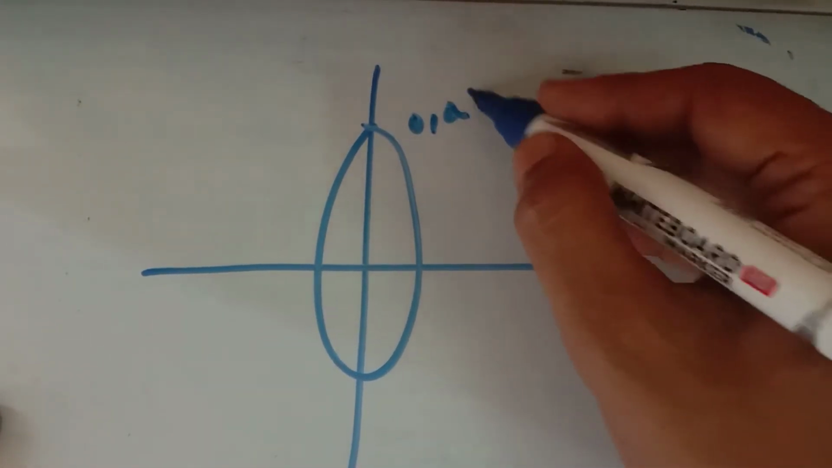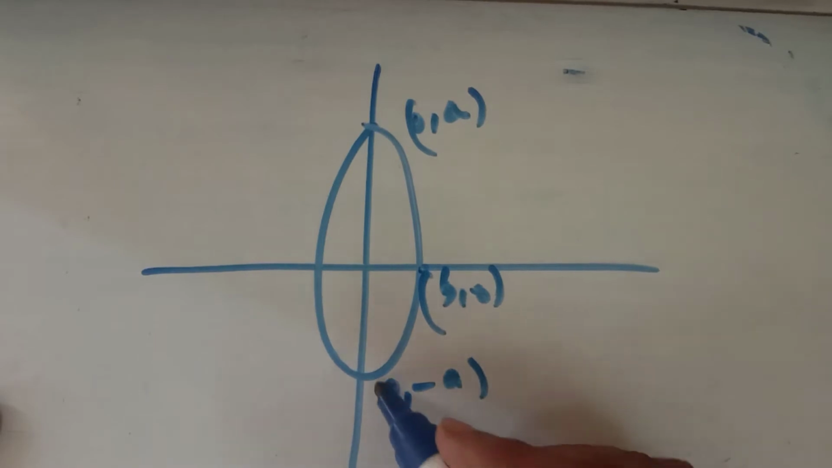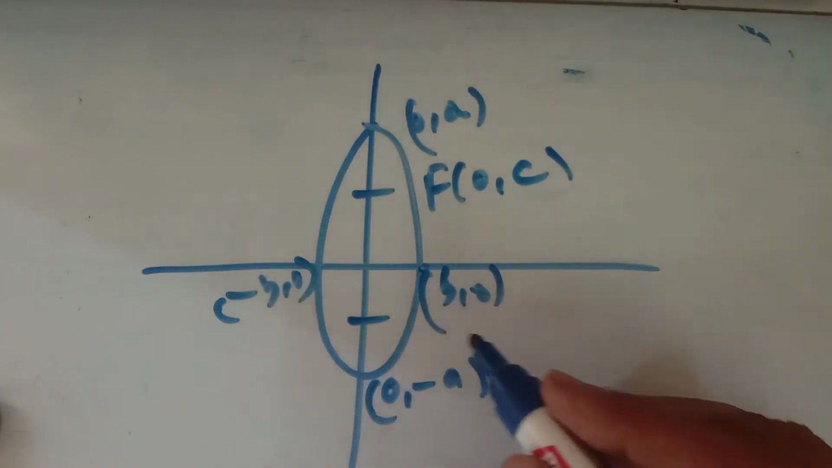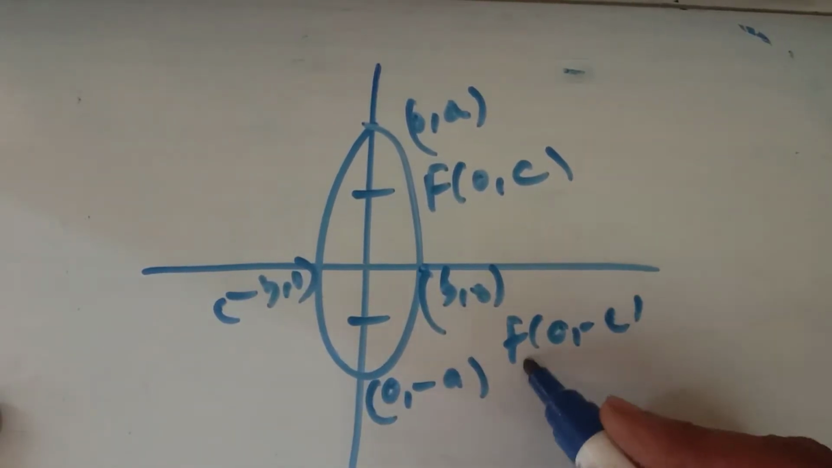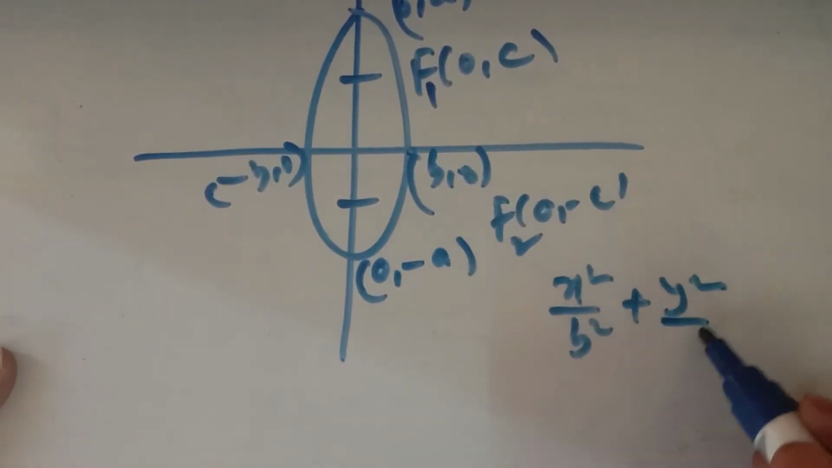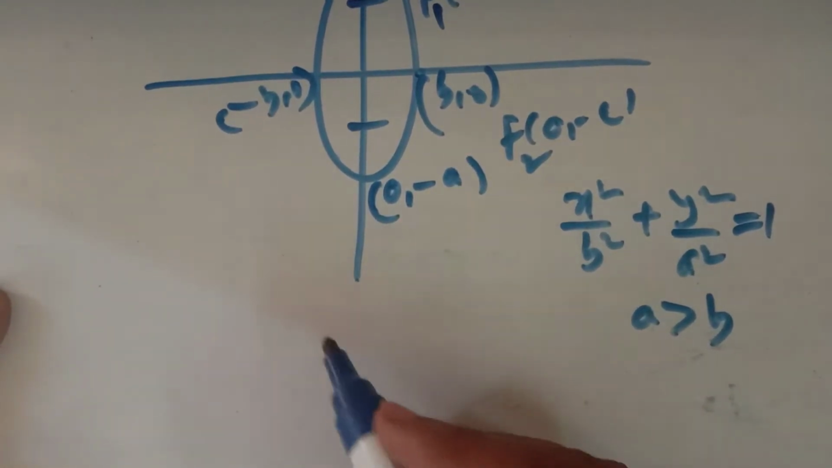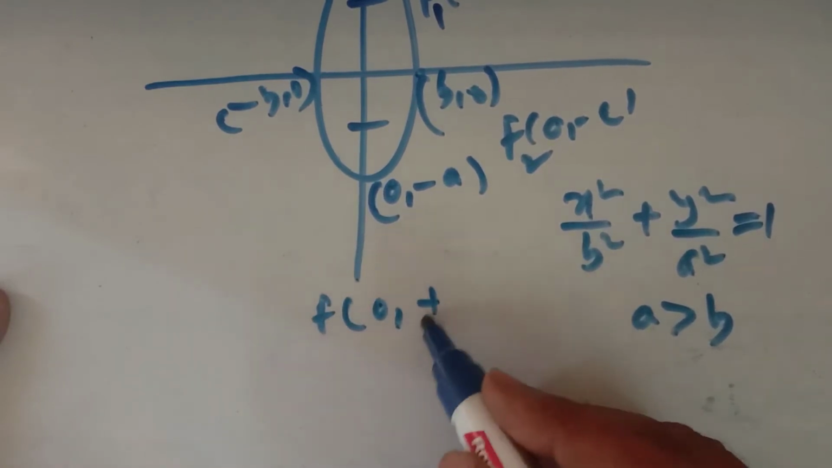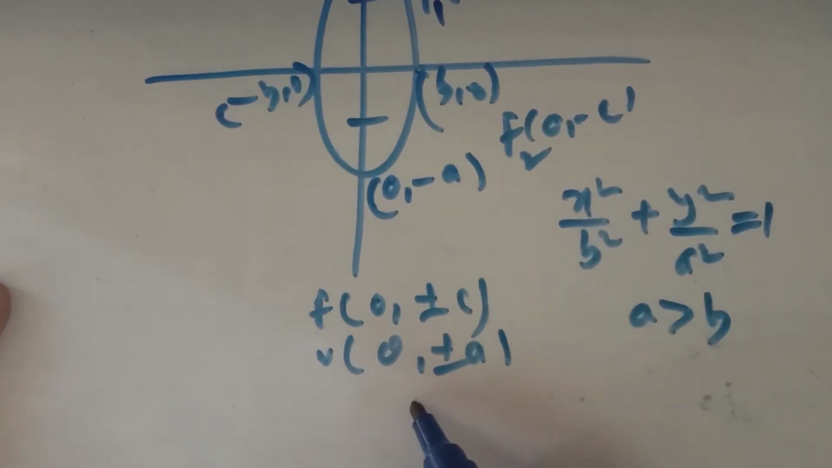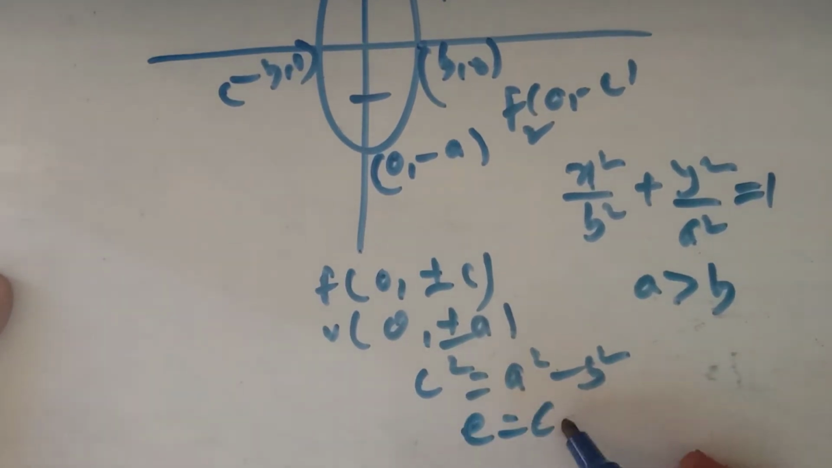This is the vertex (0, a), this is (b, 0), (0, -a), and this is (-b, 0). The foci are (0, c) and (0, -c). This is F2, F1, and its formula is x square upon b square plus y square upon a square is equal to 1. That is, if the greater value is below the y square, then it is a vertical ellipse. The foci are (0, plus minus c), the vertices are (0, plus minus a), c square is equal to a square minus b square is the relationship between a and b, and e is again c upon a.